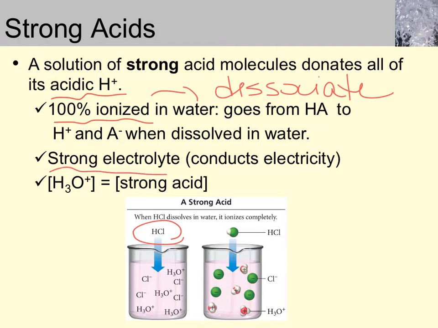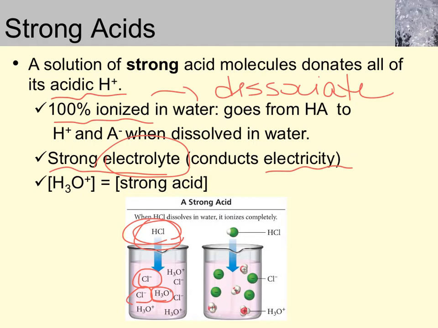All strong acids are strong electrolytes. Now, just to prompt your memory, the definition for electrolyte is something that conducts electricity. And in order for a substance to conduct electricity, it must have freely moving ions. And since a strong acid completely dissociates into the ions, it is also a strong electrolyte.